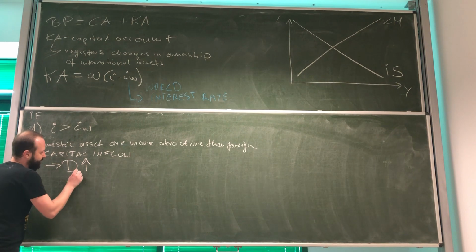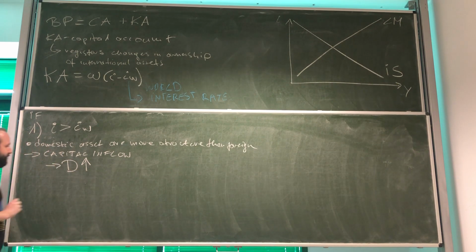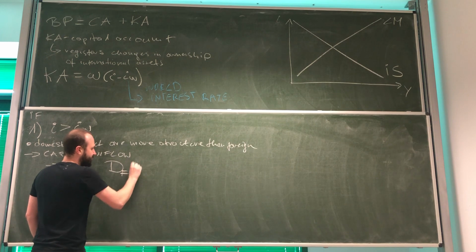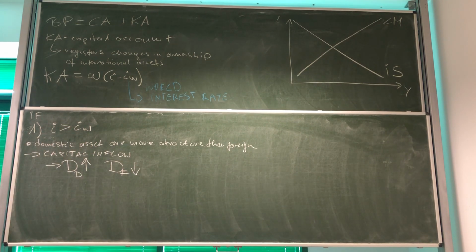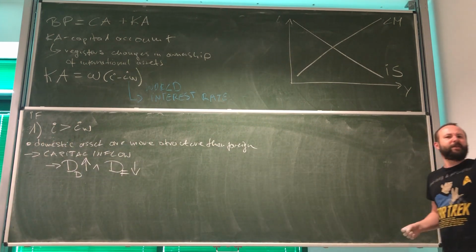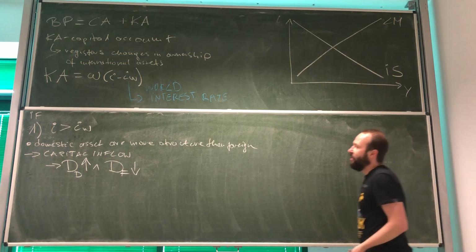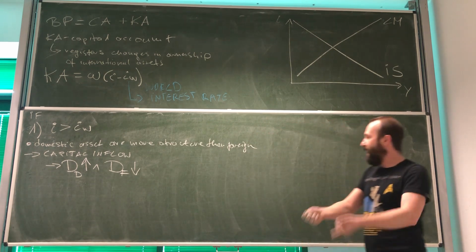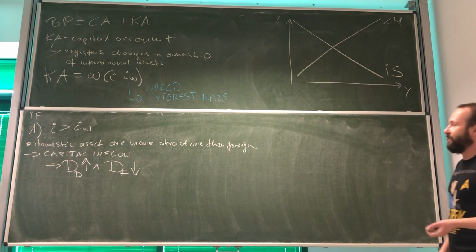Okay, let's write: demand for domestic currency goes up, and demand for foreign currency goes down, right? Why? Because our assets are more attractive, so we don't want to buy foreign assets, so we don't want their money, we don't want their currency, right? On the other hand, our interest rate is higher. They want our money, and the demand for our currency is high, right?